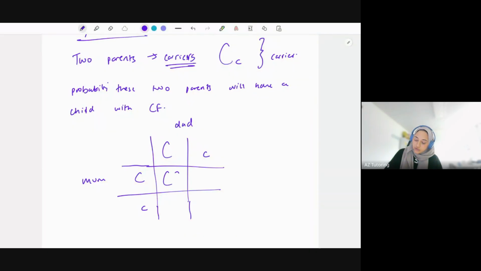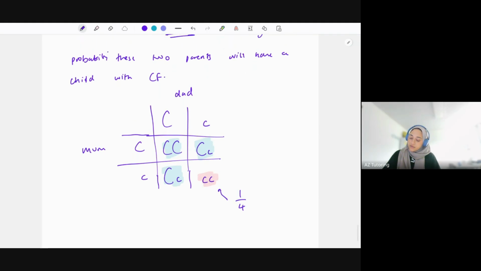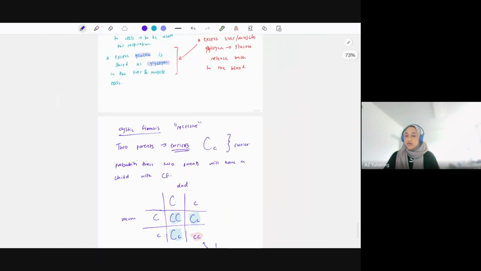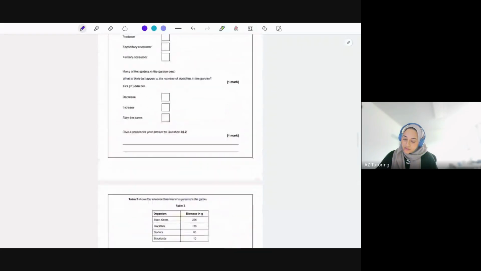So for this first one here, we've got 2 capital C's. Here we've got a capital C, lowercase c. Here we've got a capital C, lowercase c, and here we've got lowercase c, lowercase c. So this is dominant, this is dominant, this is also dominant, and the only one that isn't dominant is this one here. So there's a 1 in 4 chance that the child will have cystic fibrosis. So you can just say that's 25%. So nice easy marks. You don't want to be losing marks from Punnett squares. Let's go back up.